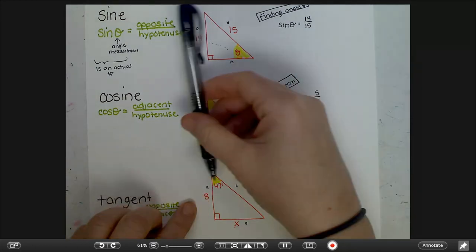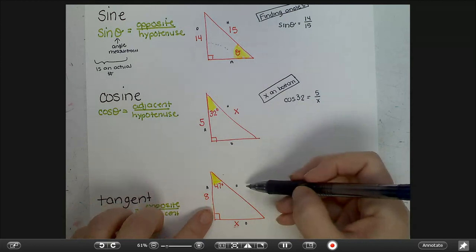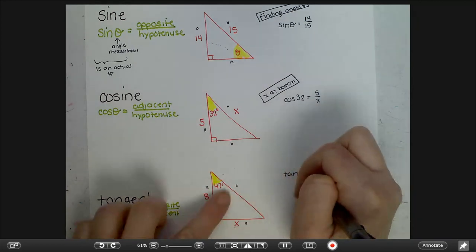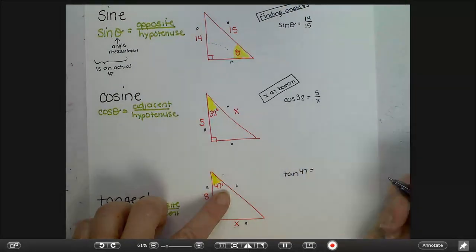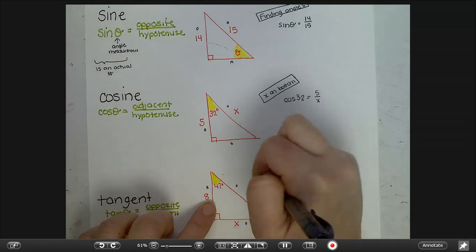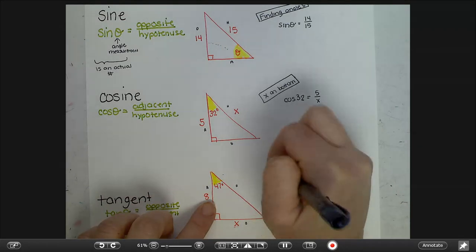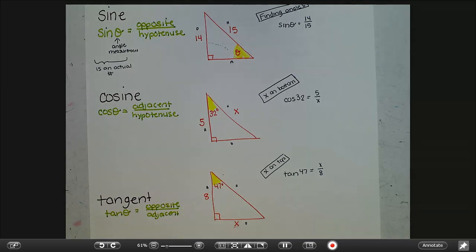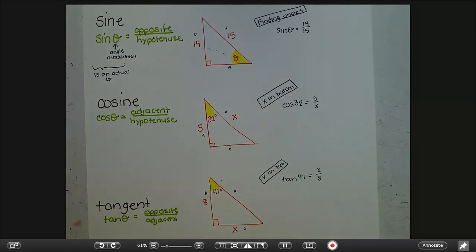And the last one, we don't have information on our hypotenuse. We only have the other two sides. So this is going to be tangent of our angle, 47, equals opposite over adjacent. So this is going to be x on top. So we're looking for information on the top now. So these three examples are going to show you how to do them for any of these situations. Angles, x on bottom, x on top.